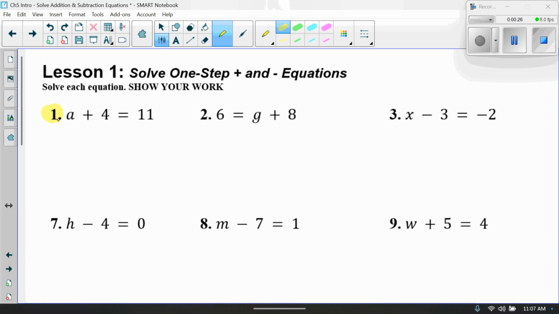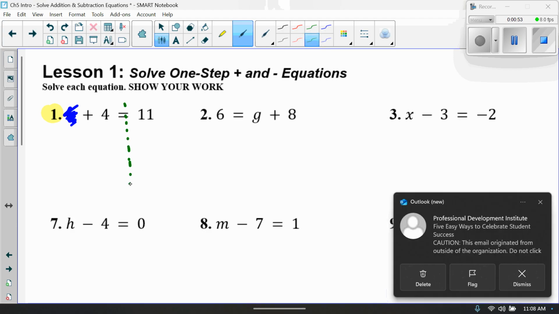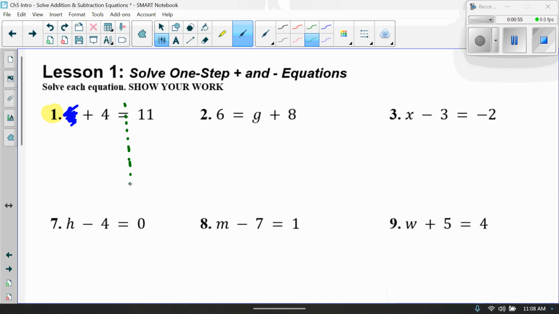Okay. So for number 1, you guys remember, we're going to use this cover-up method, okay? So you're going to take your finger and cover up what you're solving for. So what are you going to put your finger on? You're going to put your finger on A. You don't scribble it out, you just put your finger on it, okay? Now, we want to get that blue dot by itself on that left-hand side of the equal sign.